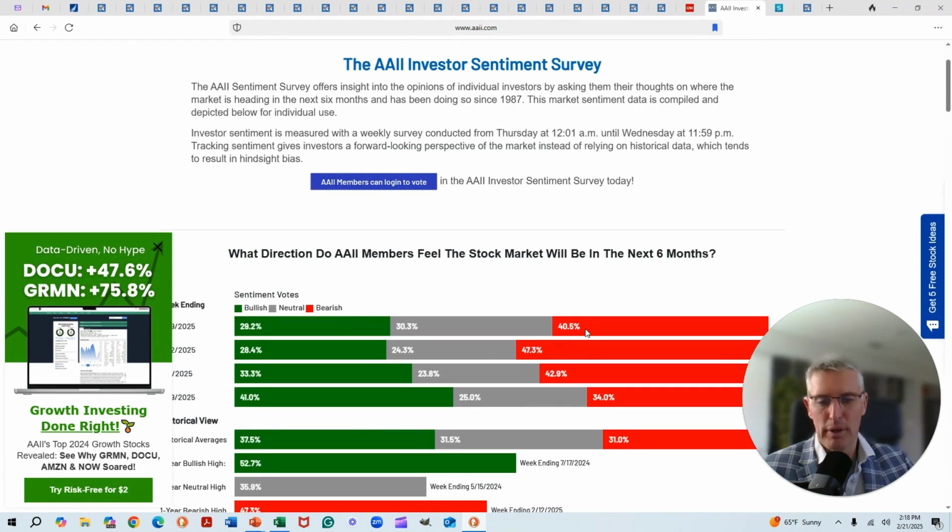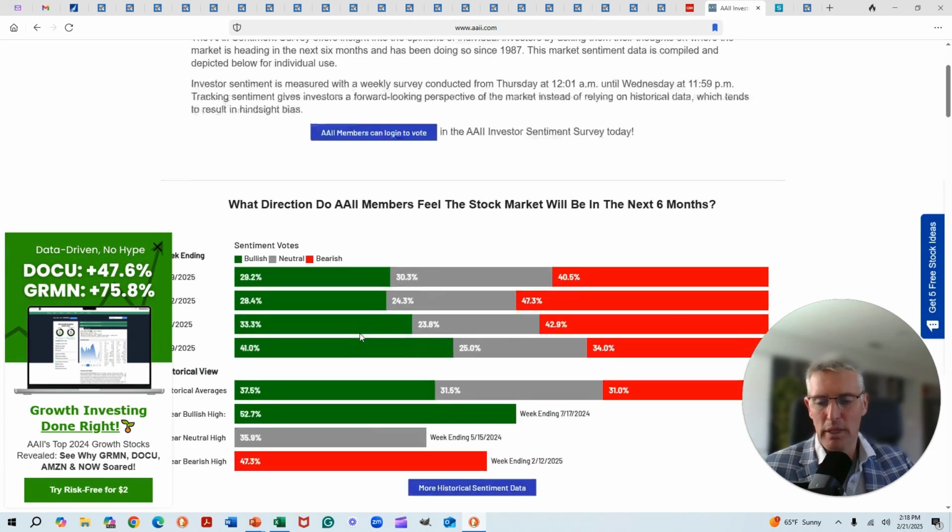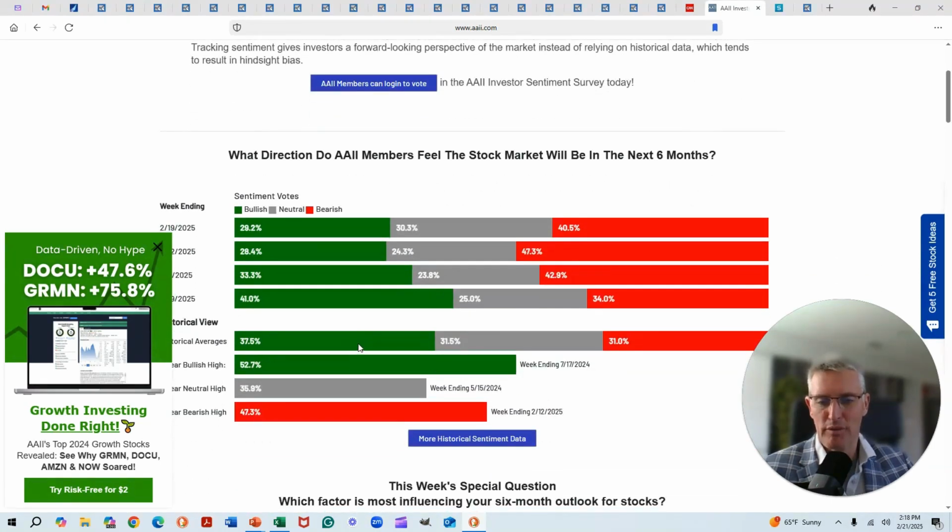That's also shown here in the AAII investor sentiment survey. Still quite a lot of bears out there, 40%. Neutral has increased since last week, but not too many bulls. The average is 37.5%. It's a little bit in the noise, but with today's candle and probably early next week's candles, this might turn very, very bearish.